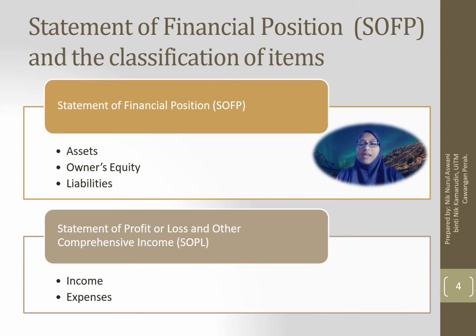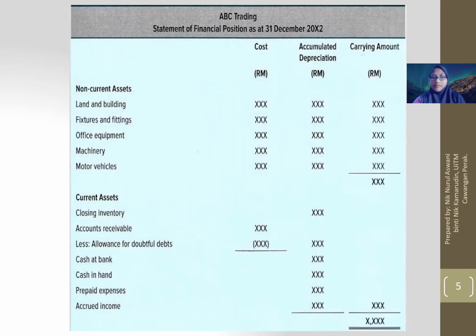Okay, let's look at the format of the statement of financial position. In the format, it shows how we are going to disclose the items of asset, owner's equity, and liabilities. So this is the format for statement of financial position. All right. So we are going to start in our statement of financial position, we are going to start with asset.